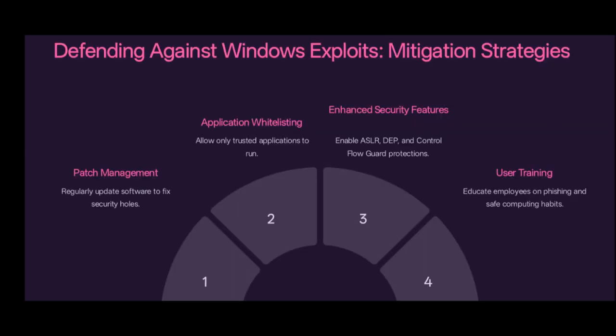Defending against Windows exploits, mitigation strategies. Introduction. The Windows operating system, due to its vast user base and complex architecture, remains a prime target for cyber attackers. Exploits targeting Windows vulnerabilities can have widespread consequences, including data breaches, ransomware attacks, and privilege escalation.